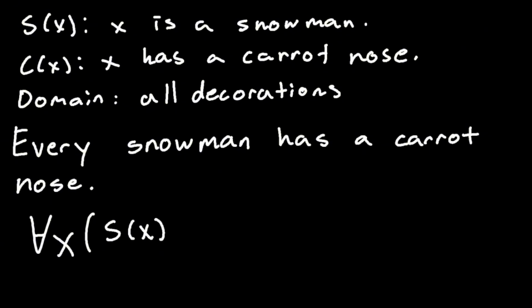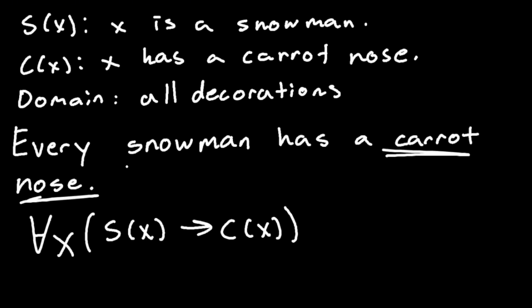Now keep in mind, this kind of looks like a condition. Does this look like a condition? It kind of looks like a condition, right? Every snowman has a carrot nose. This is the condition: you're a snowman. And then the conclusion is has a carrot nose, right? So the statement right here is S of X arrow C of X. It's not the AND operator. I used to think this too. But this is a condition, right? Every snowman has a carrot nose. The condition, or the hypothesis, is the snowman, and the conclusion is has a carrot nose.